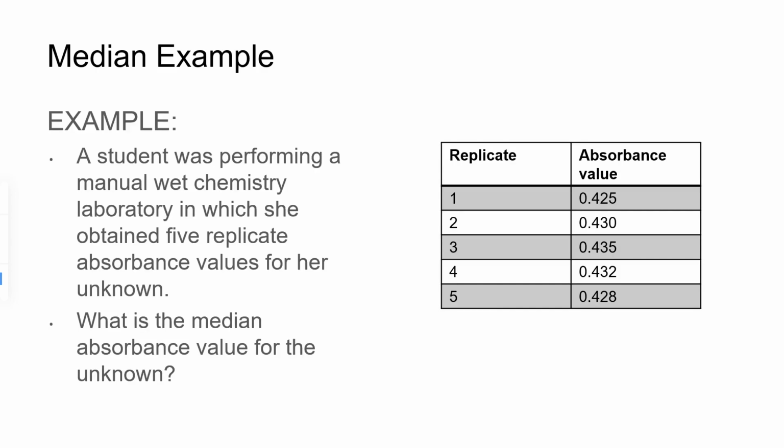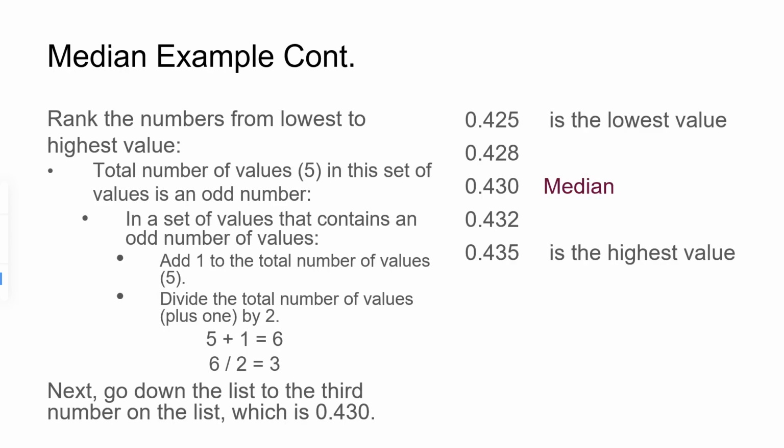For example, a student was performing manual chemistry. What is the median absorbance value for the unknown? Well, we're going to rank the numbers from lowest to highest. So 4.25 is the lowest, 4.35 is the highest. So then 4.3 would be the median. That's our middle value.